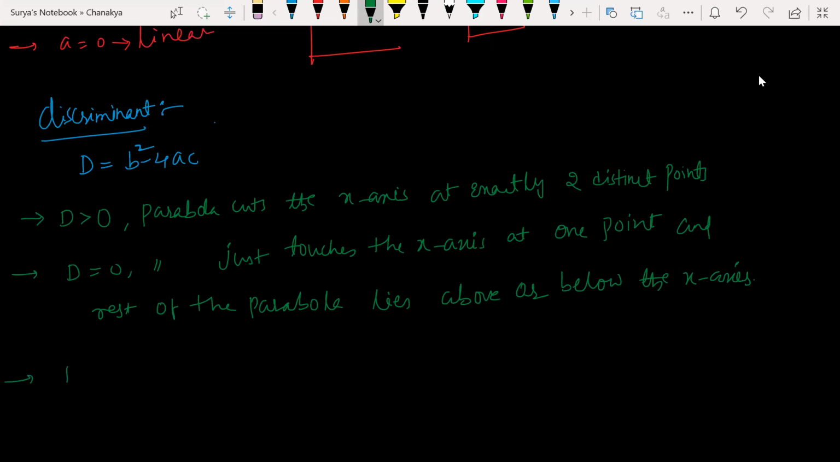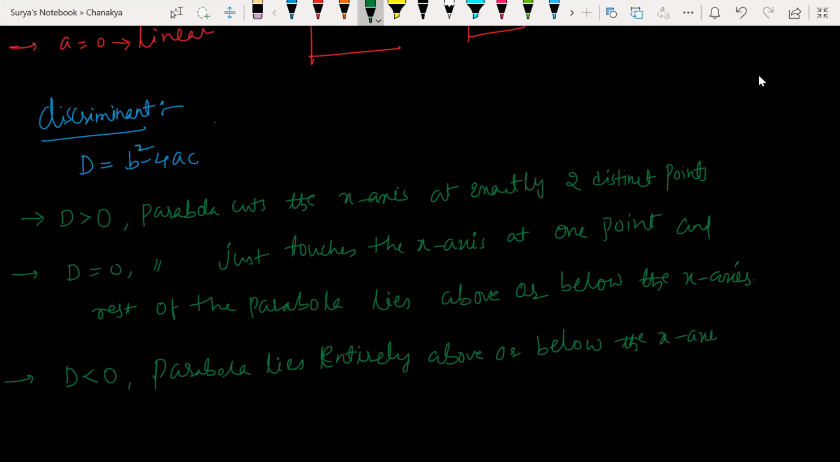So if D is less than 0, the parabola lies entirely above or below the x-axis, and there is no point of contact. So this is what we have learned.